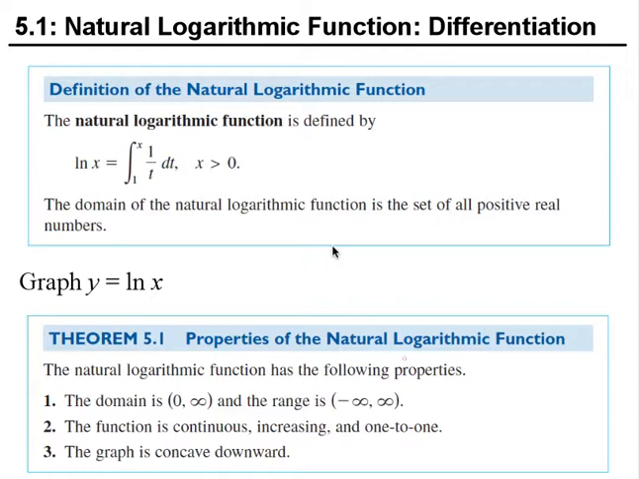The function is continuous. That means it has no breaks in the graph. It's increasing on the whole interval. That means it goes up. And it's 1 to 1. Remember, 1 to 1 says for every x, there is exactly one y. The graph is also concave downward. Remember, it doesn't hold water. So we've kind of tied in what we've learned over the past 4 chapters.